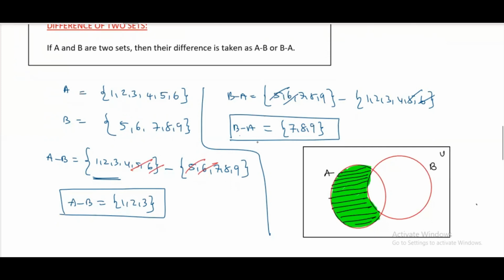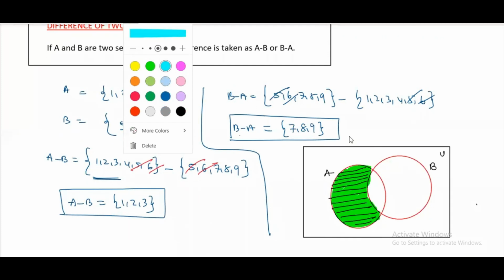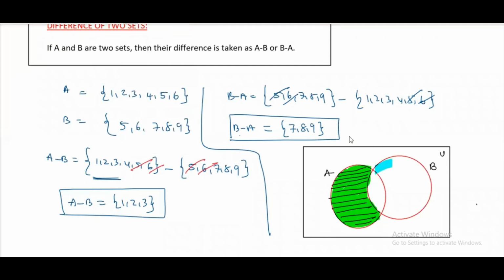And I'm coloring with another color, which is B minus A. So this is the part B minus A. Here, very clearly, we denoted this green color as A minus B, and this is B minus A. So A minus B and B minus A, how to take them, we just saw.